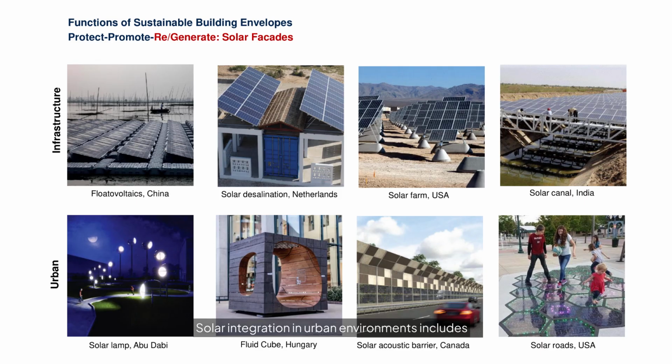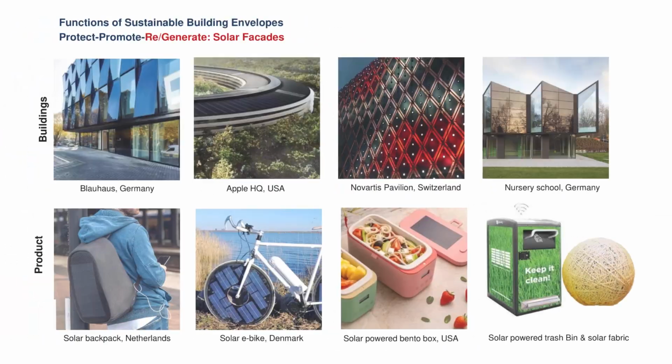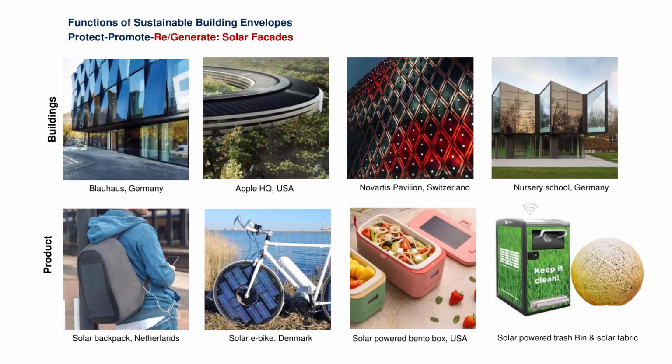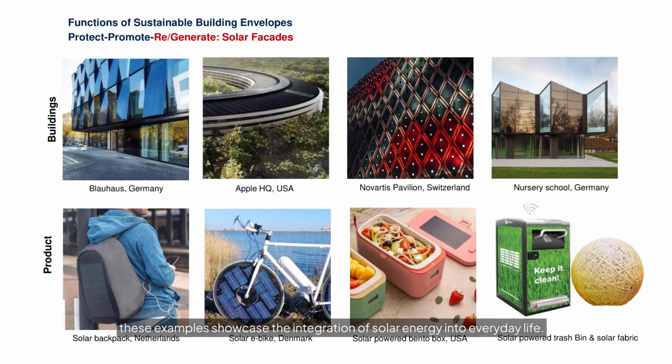Solar integration in urban environments includes solar noise barriers along highways and solar roads. There are also solar-powered public furnishings like the Fluid Cube in Hungary, a cube-shaped bench equipped with PV cells that power USB chargers and provide Wi-Fi in public spaces. In cities, we also see solar street lighting and lamps that charge by daylight and light by night. Solar technology is also applied in buildings and products. From the Powerhouse in Germany to solar-powered backpacks, these examples showcase the integration of solar energy into everyday life.